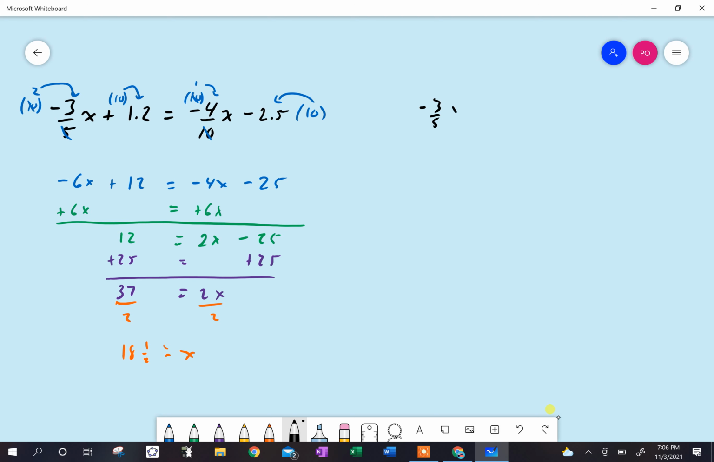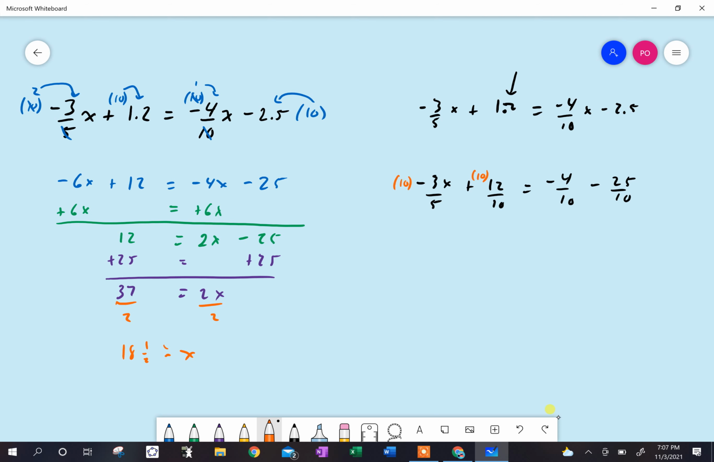Negative 3 over 5x plus 1.2 equals negative 4/10 x minus 2.5. And you might actually like this way a little bit better. Negative 3 over 5x plus, I'm going to change 1.2 into a fraction, which would become 12/10, is equal to negative 4/10 x minus 25 tenths. And now you can see when I multiply everything by 10 to get rid of my denominators, take a look what happens. 5 goes into 10 twice. Now I'm left with negative 6x.